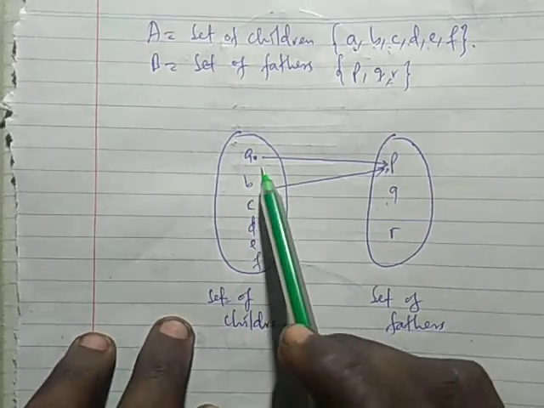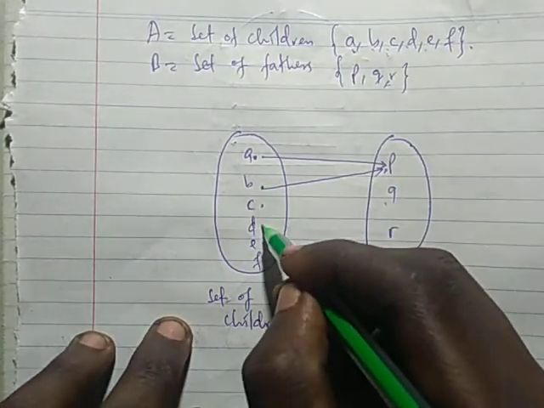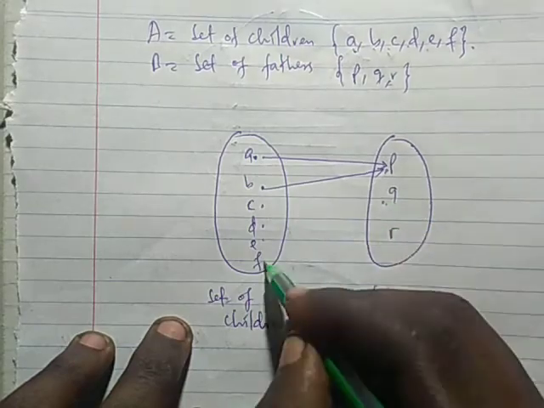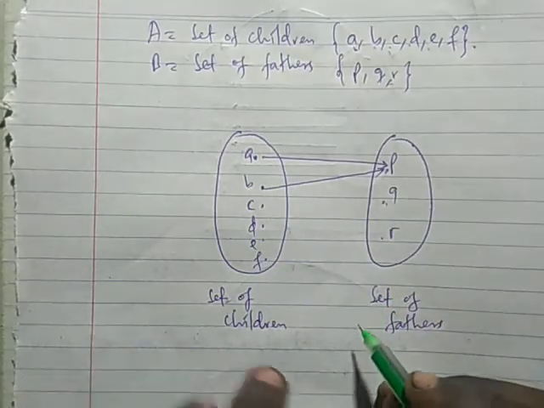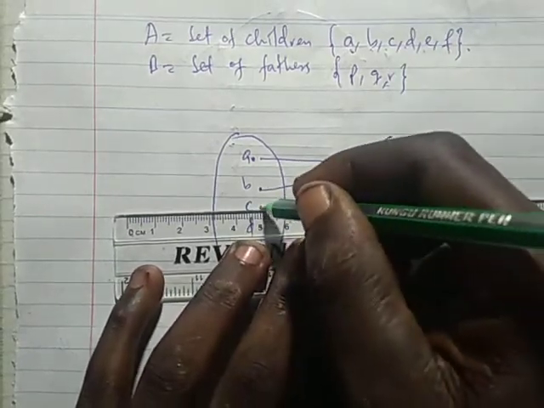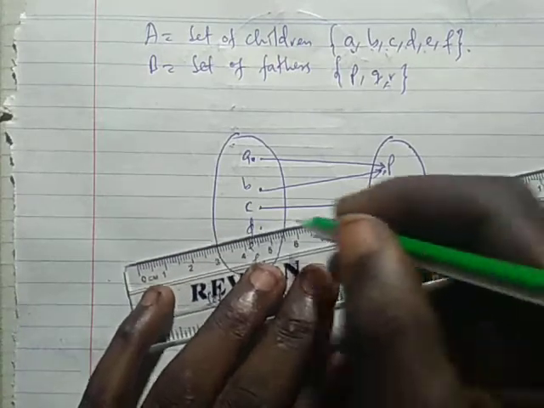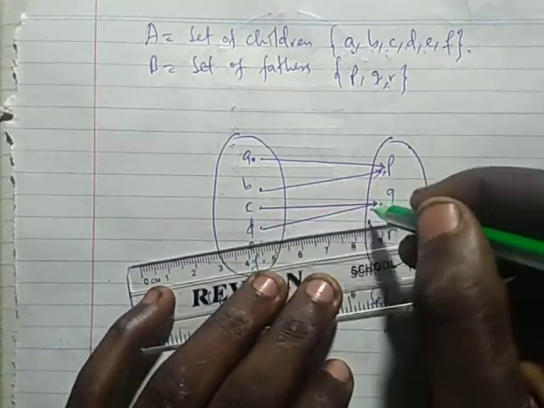So kama A babake atakuwa P na B babake atakuwa P, then we have C, D and E. We have P, we have F, we have R. So from there, mimi nifanye in my relation, huyu C babake alikuwa nani? Ni Q. C babake alikuwa ni Q. Then D pia babake awe ni Q.